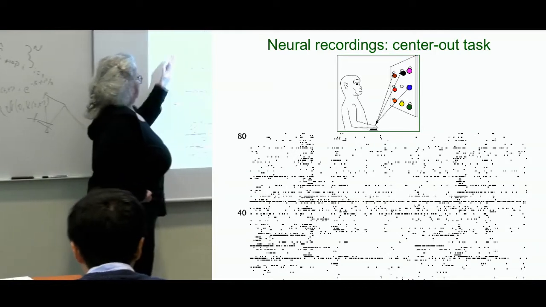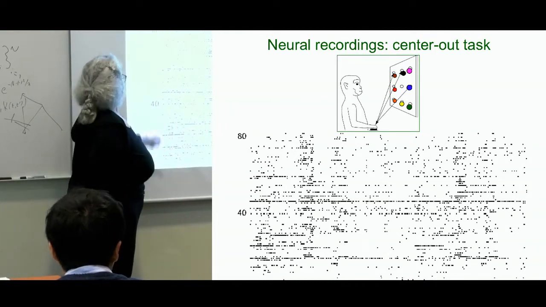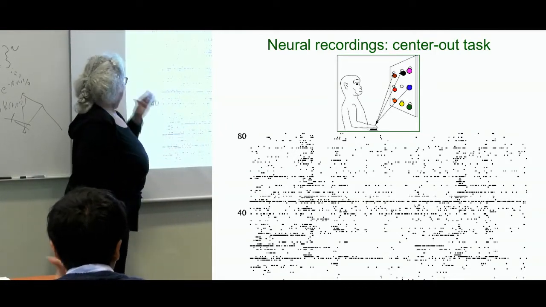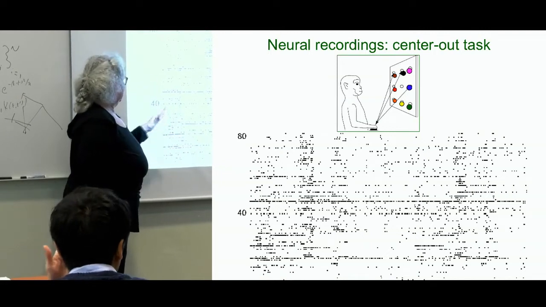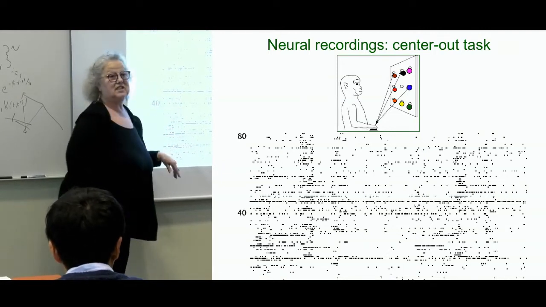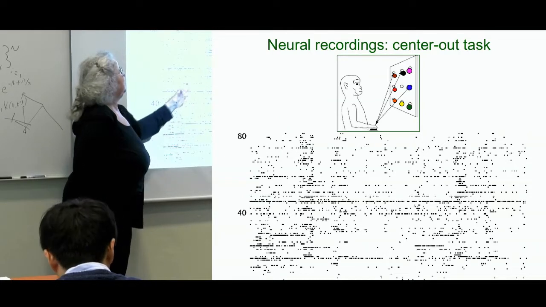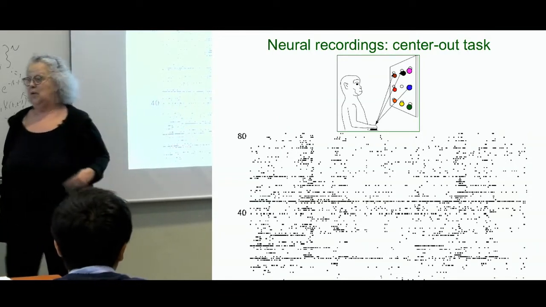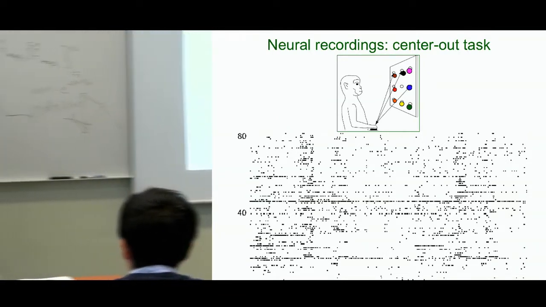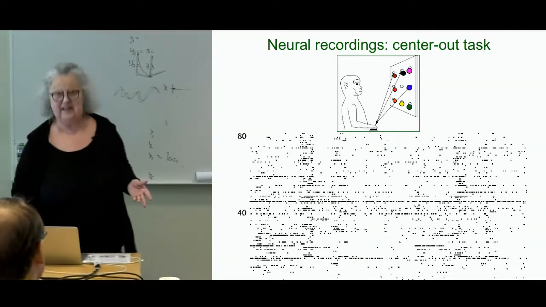And here I'm showing you about 20 seconds of data. This is a case where we recorded of the order of 80 neurons. It's a raster plot. Every little dot is a spike. And this is exactly the kind of data that Jonathan was showing you before. And the question is, how do we describe this data?